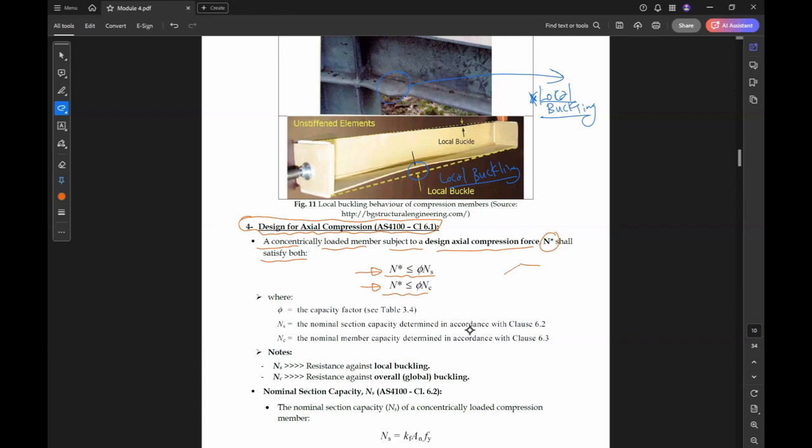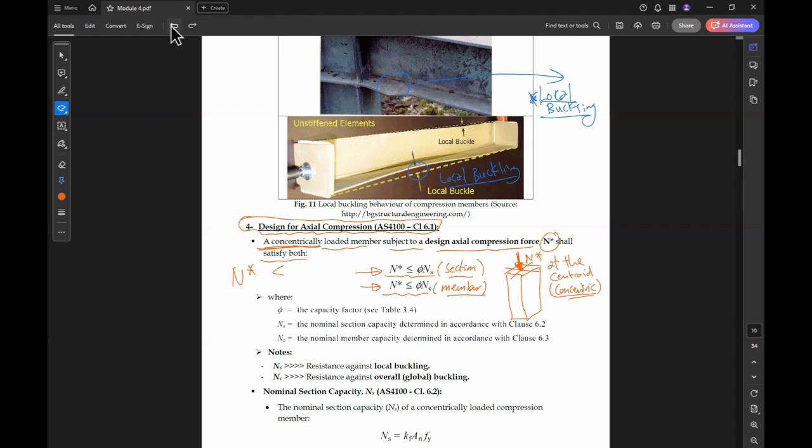Again, if we have a member under compression, we are looking at the member where the normal force N star is the applied force, and it is applied at the centroid. That is why it is called concentric loading, not eccentric loading. So we have two capacities. One is called section capacity, Ns, and the other is called member capacity, Nc. So you should satisfy these two conditions.